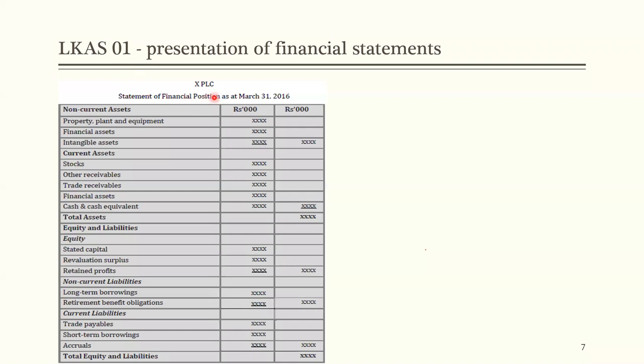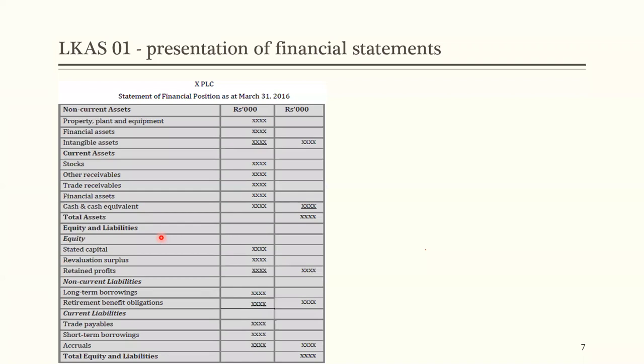And when it comes to the statement of financial position, at least we need to present each of these line items. Property, plant and equipment: there is a separate standard for this, but in the presentation there should be a separate line item to represent it. The major line items are financial assets, intangible assets, and apart from these, biological assets, which we need to present separately as a separate line item. Stocks, other receivables, trade receivables, financial assets: these separate line items we need to present.